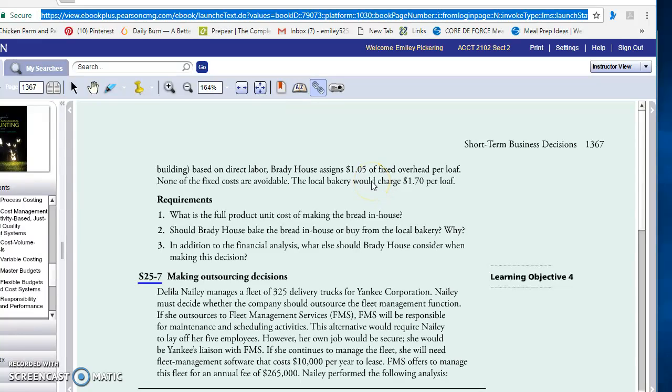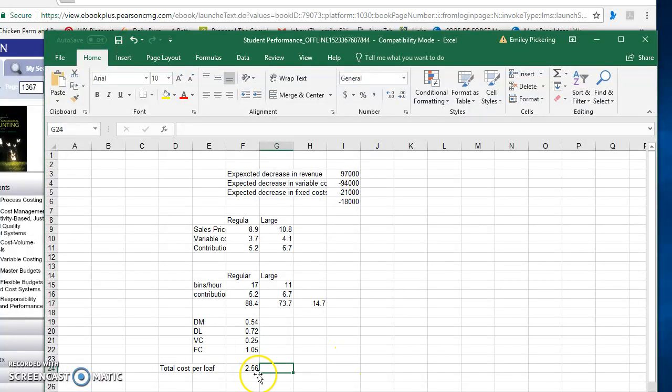Now, we don't have to take into consideration the fixed costs of the loaf of bread because the fixed costs would be there regardless of whether we made the bread or did not. So total cost per loaf is here.